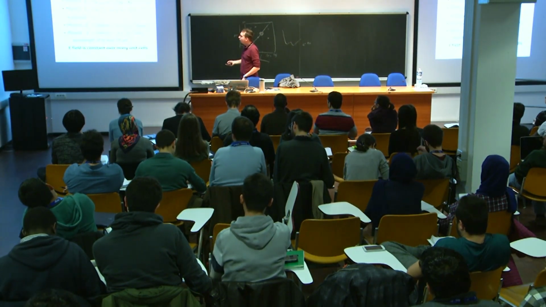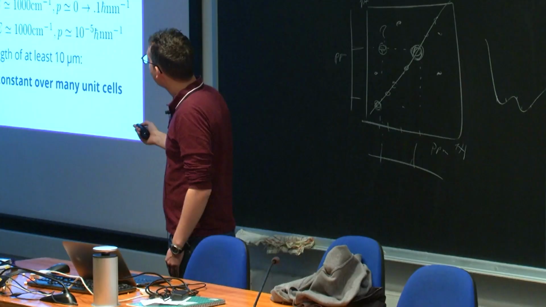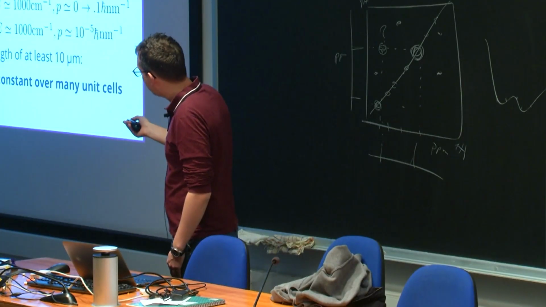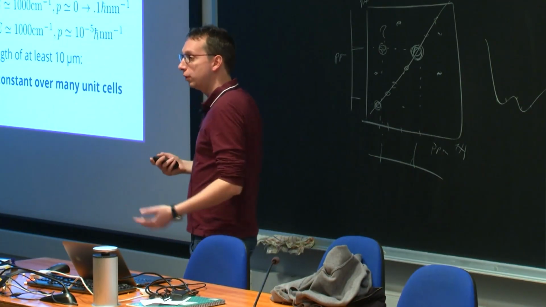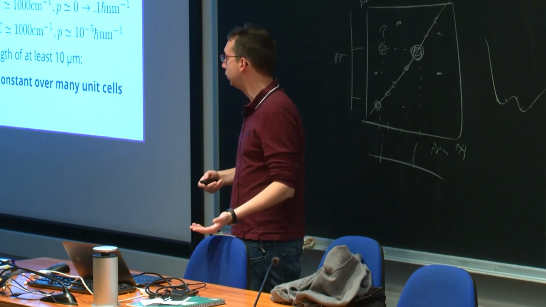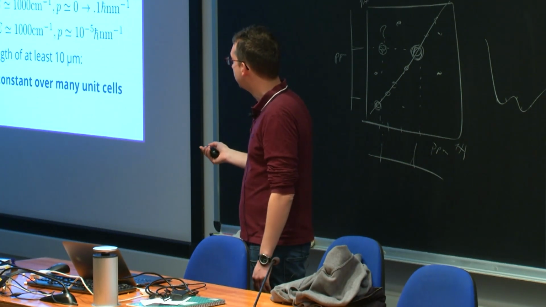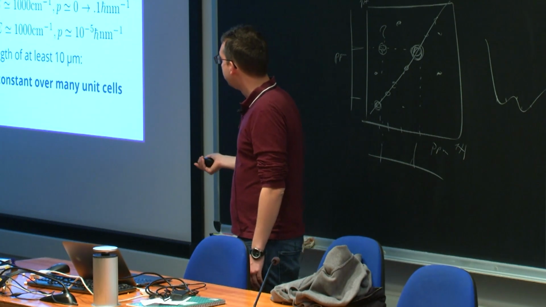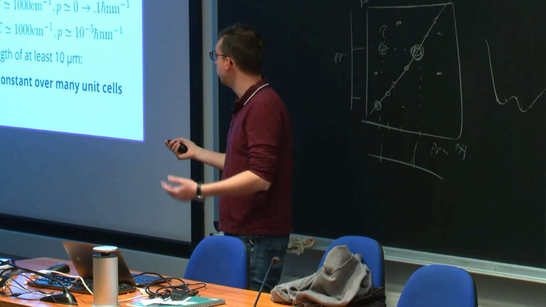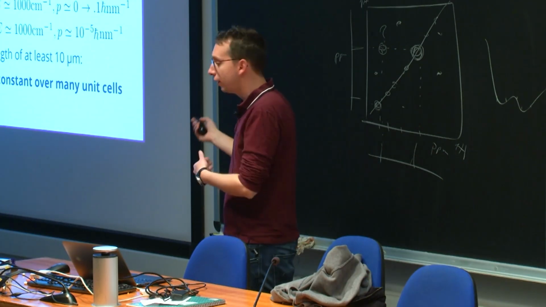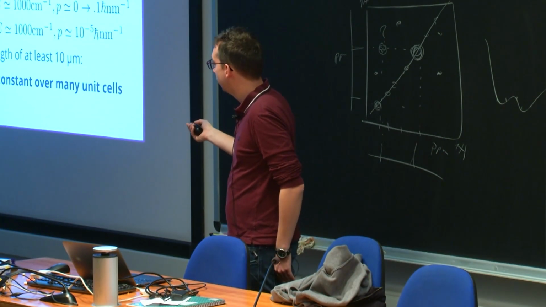So let's see how this works out in practice. A phonon has an energy of the order of 1,000 cm^-1, could be 200, could be 2,000, depending on the material, but this is the order of magnitude. Which means that it has a momentum of between 0 and 0.1 h bar nanometers^-1.